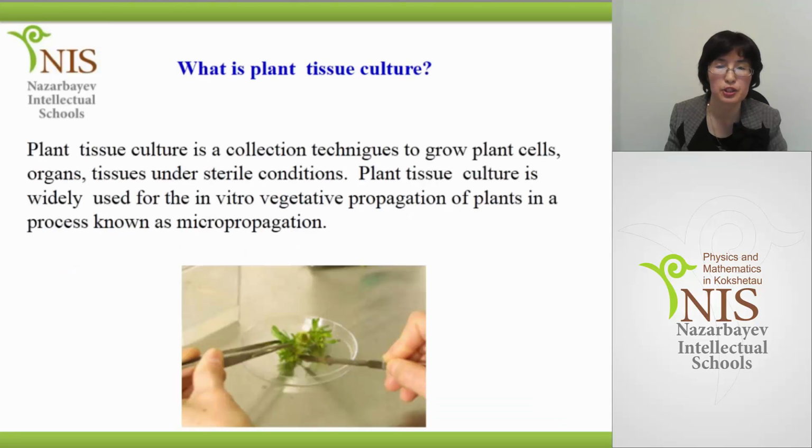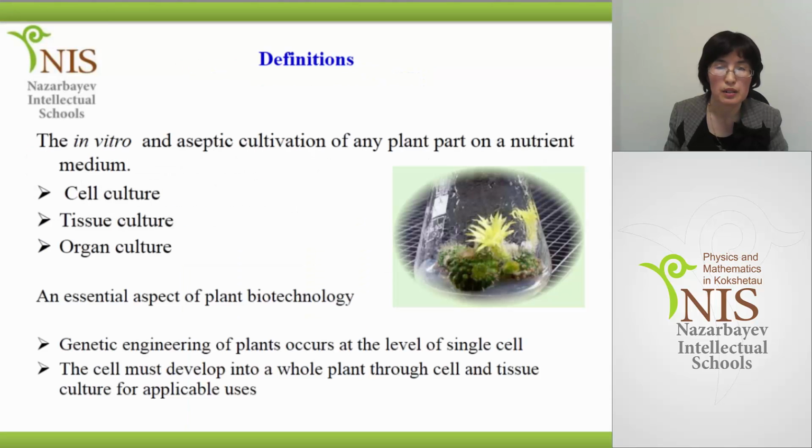And what is plant tissue culture? Plant tissue culture is a collection of techniques to grow plant cells, organs, and tissues under sterile conditions. It is widely used for the in vitro vegetative propagation of plants in a process known as micropropagation. If we define these words, it's the in vitro and aseptic cultivation of any plant part on nutrient medium. For example, cell culture, tissue culture, organ culture.